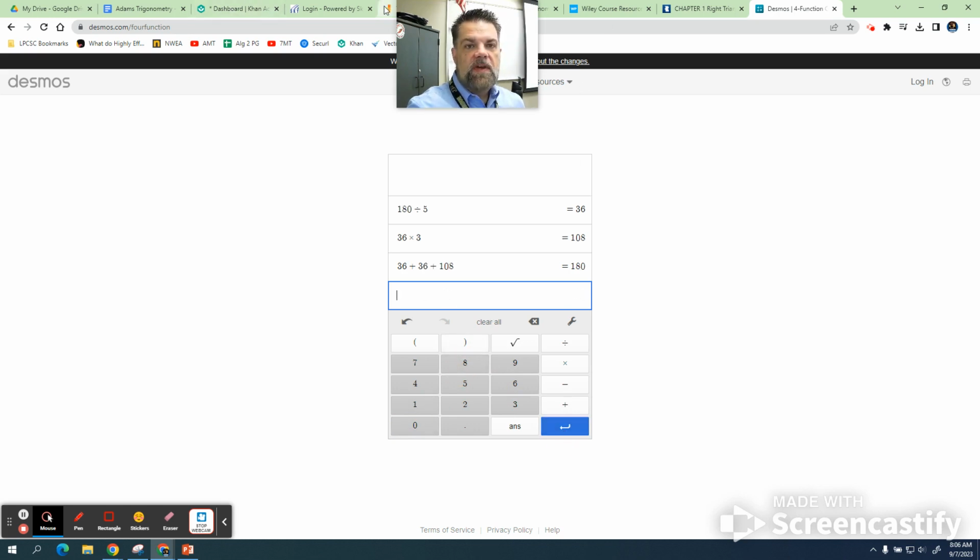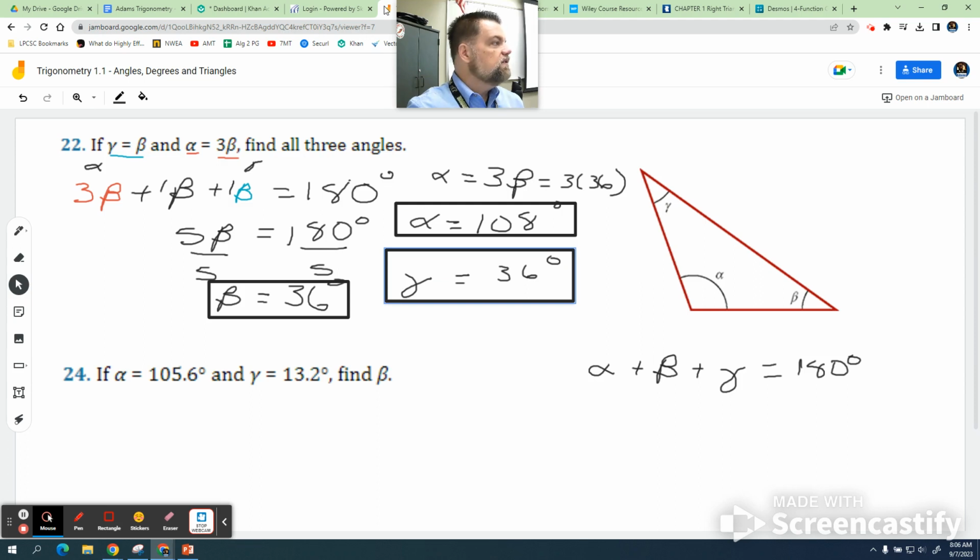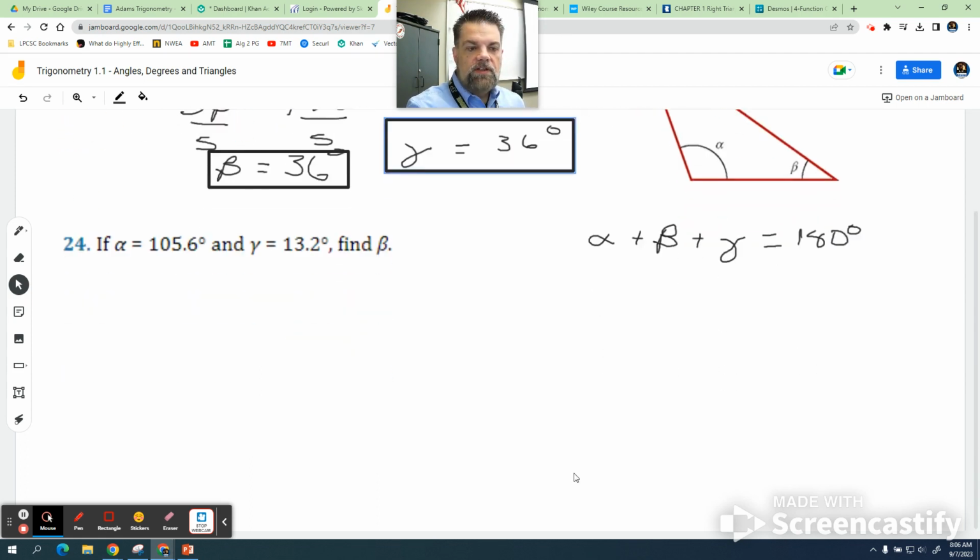All right, so let's jump back. Does that make sense to you guys? All right, so let's do this next one. Now, 24, it has some decimals, but it's basically the same thing. What we're going to do is remember alpha plus beta plus gamma is equal to 180.